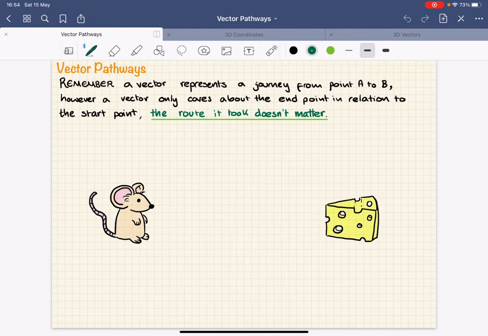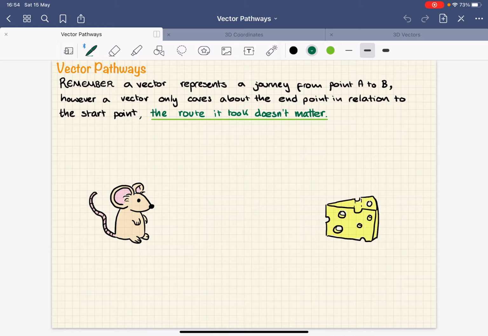Alright, so in this video we're going to be looking at vector pathways. The key thing to keep in mind is that a vector represents a journey from point A to point B. However, the vector only cares about the end point in relation to the starting point. The route it takes does not matter. So when it comes to vector pathways, you can take any route you want as long as you can get from point A to point B.